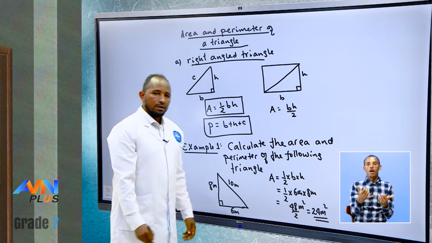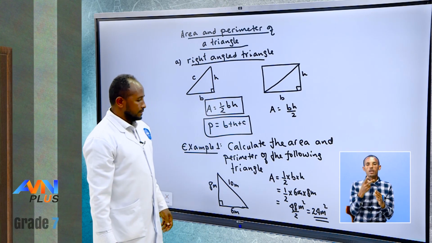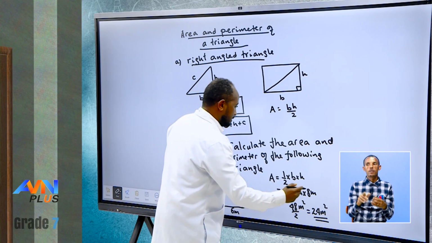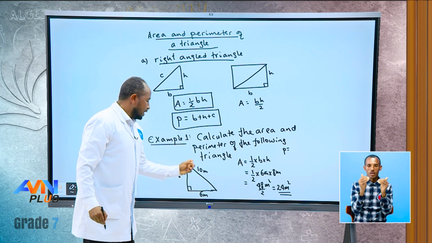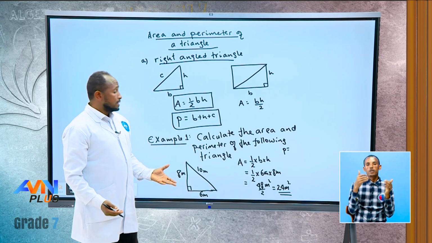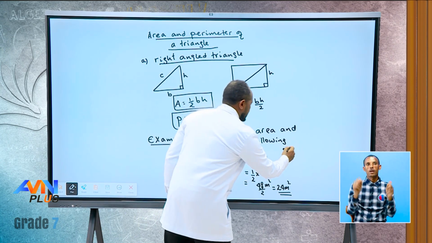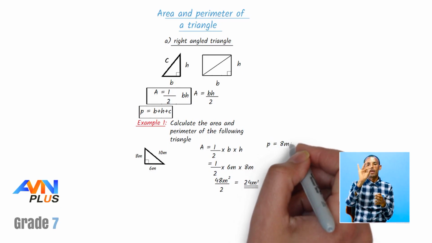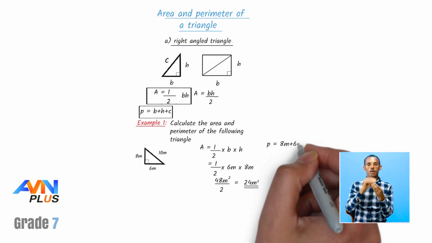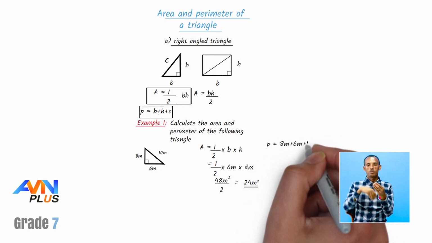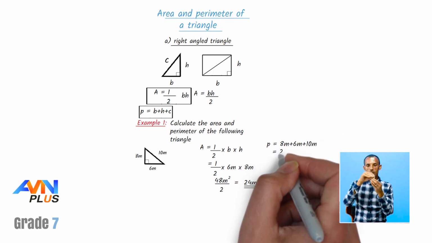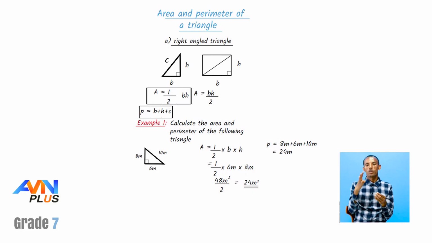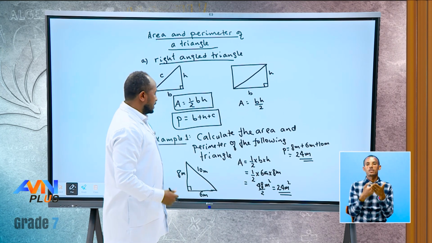Now let's see its perimeter. The perimeter will be equal to, simply you add each side of this triangle. Therefore, this will be 8 meter plus 6 meter plus 10 meter. It gives us 8 plus 6 is 14, plus 10, it is 24 meter. That's it. So this is the answer.